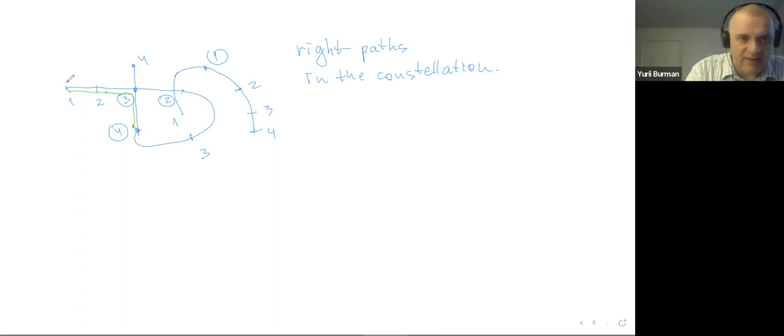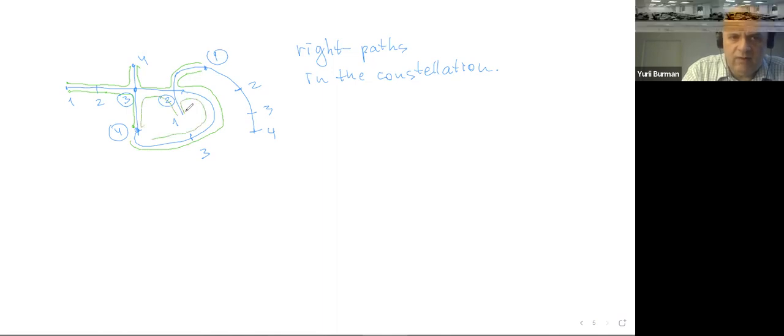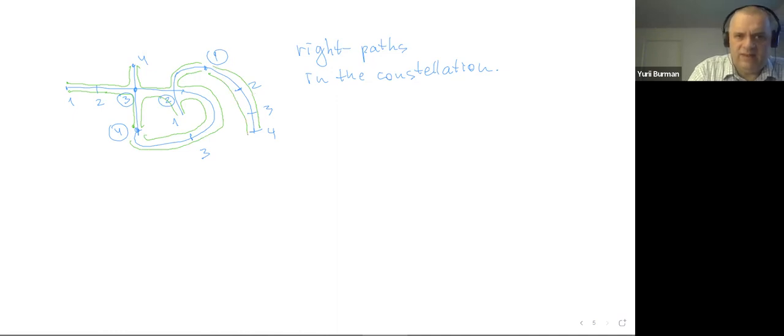There is another right path. It starts on the other side of the constellation and goes 1, then 2, then 3, then 4. One more right path starts here at the critical preimage and goes 1, 2, 3, 4. Another right path: 1, 2, 3, 4. And here 2 more: 1, 2, 3, 4, and 1, 2, 3, 4. It's not very difficult to see that there are totally 2n right paths.